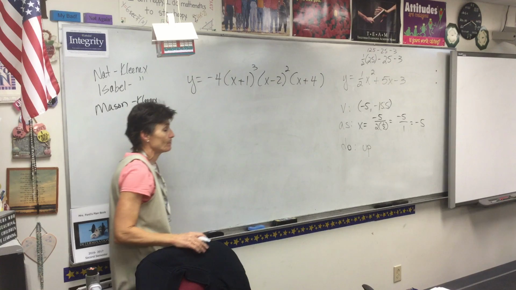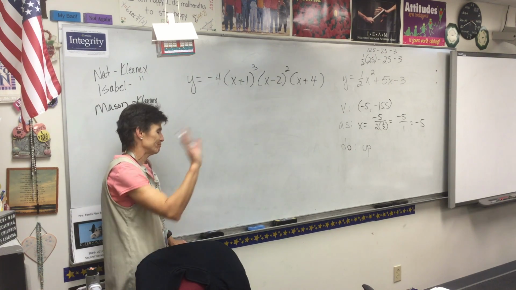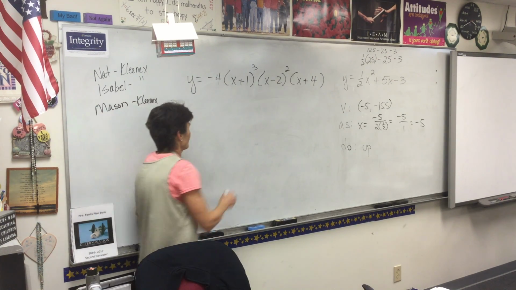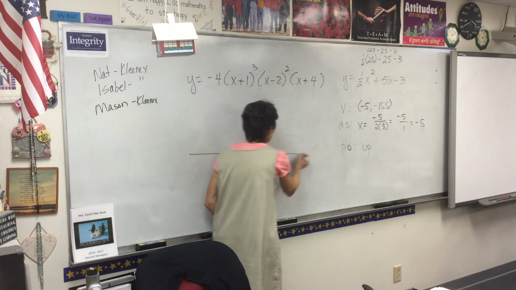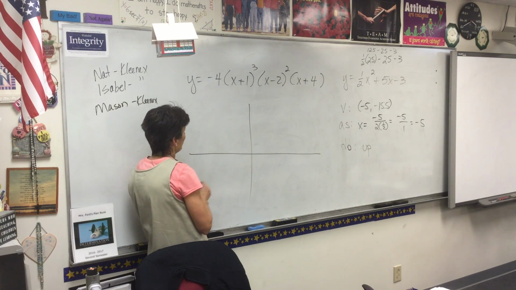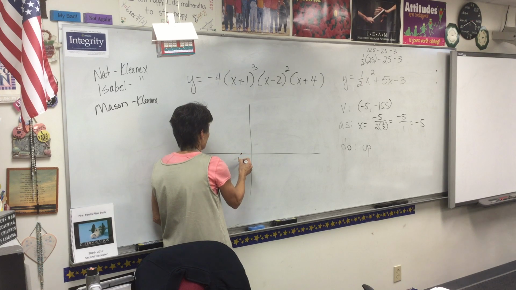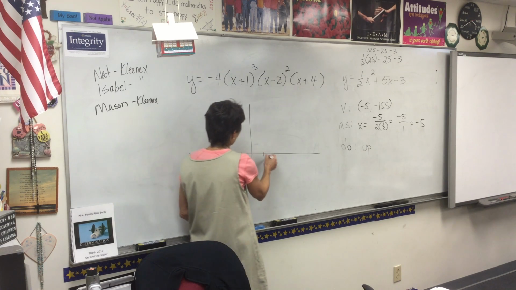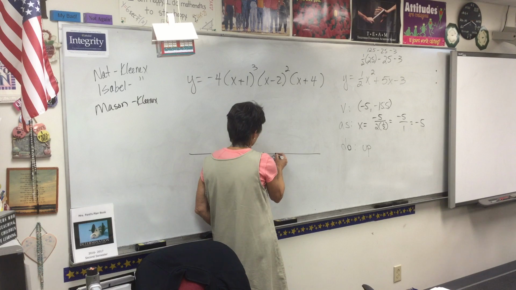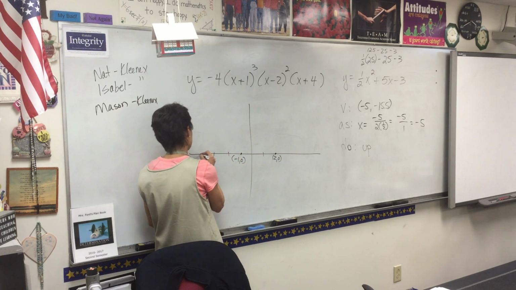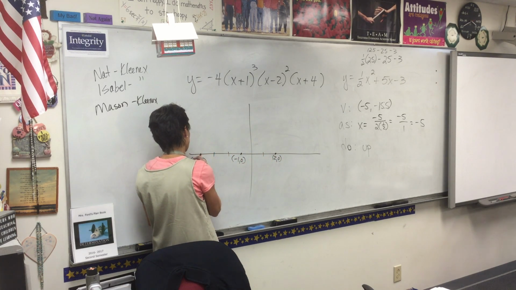We're graphing it. Oh, easy. We're graphing it. So the first thing we do is plot our x-intercepts. And by the way, make sure you label them. That would be dumb, to miss easy points because you didn't take the time to label them.